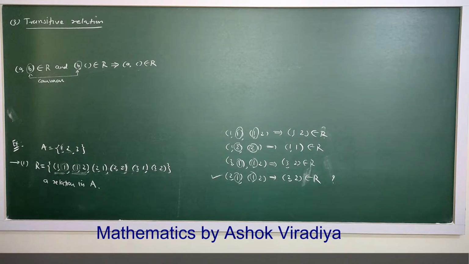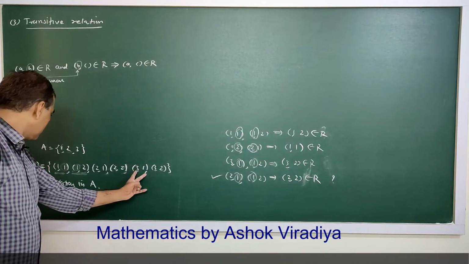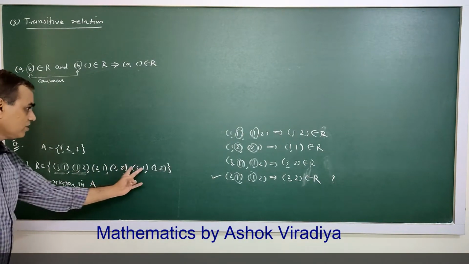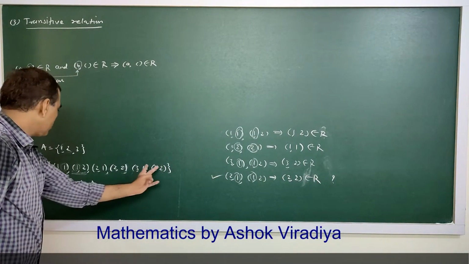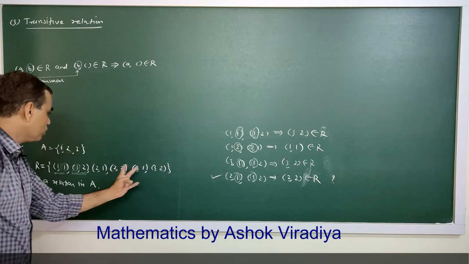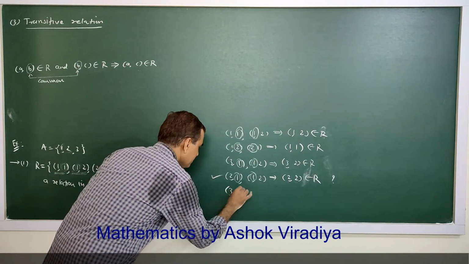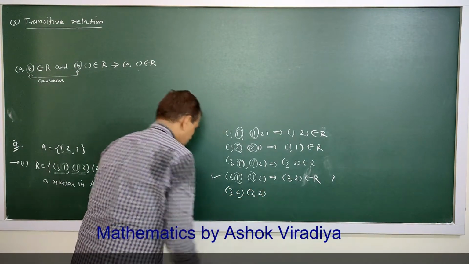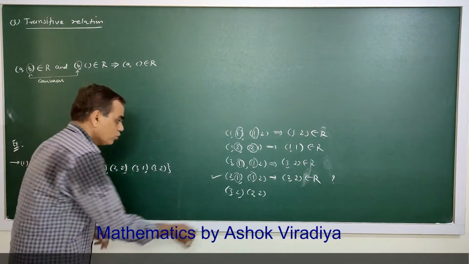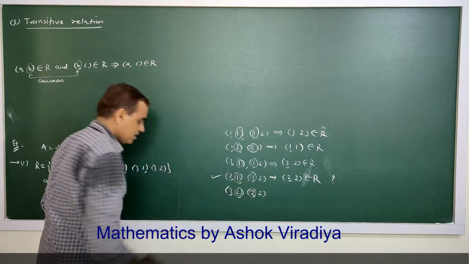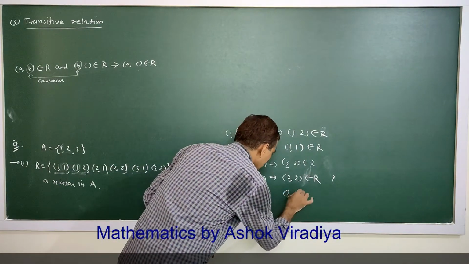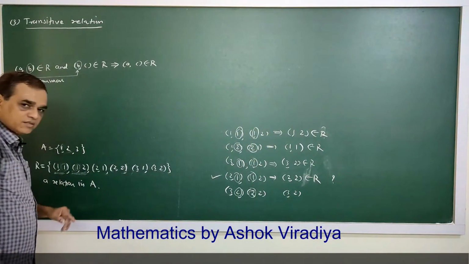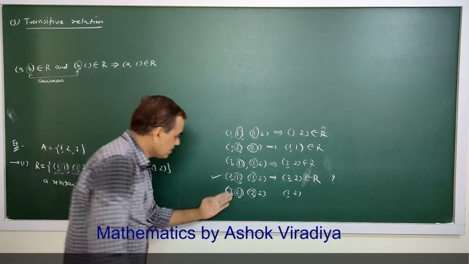Check for the others. (3, 1), (1, 2), already discussed. Now (3, 2), (2, 2), in which 2 is in common. So we have to check for (3, 2). Does it belong to R? So yes, it is this one. It is in R.